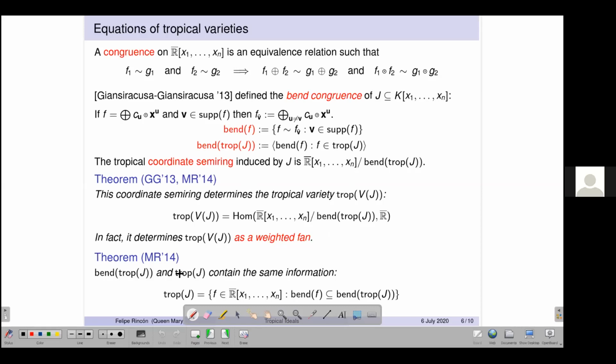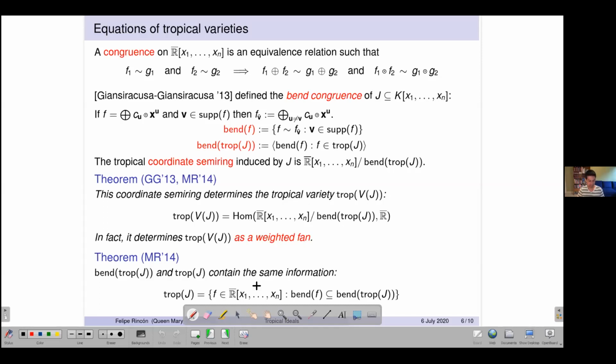So does this also work for non-realizable tropical ideals? Yes, very good question. I still haven't told you what a non-realizable tropical ideal is, but it is true that something like this holds for congruences that do not necessarily come from a classical ideal J, but from some more special tropical ideal. Yeah, this also works, and you can recover the multiplicities as well.